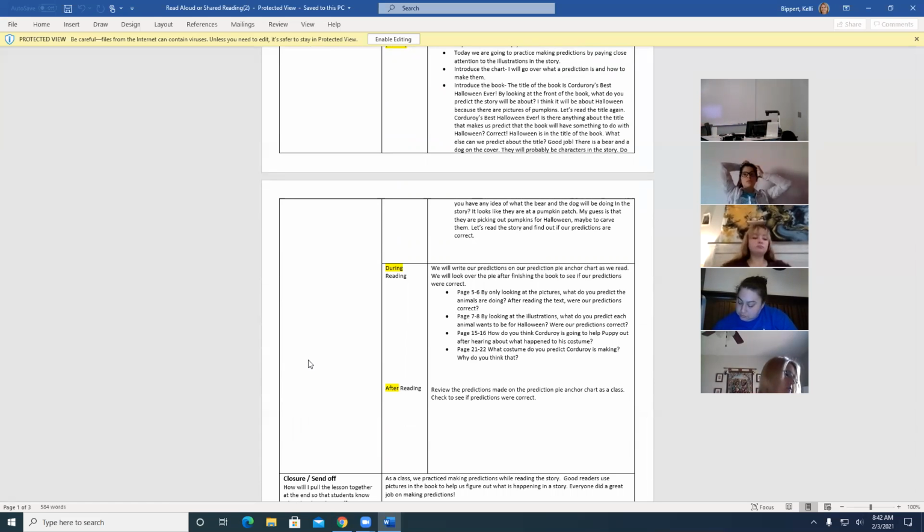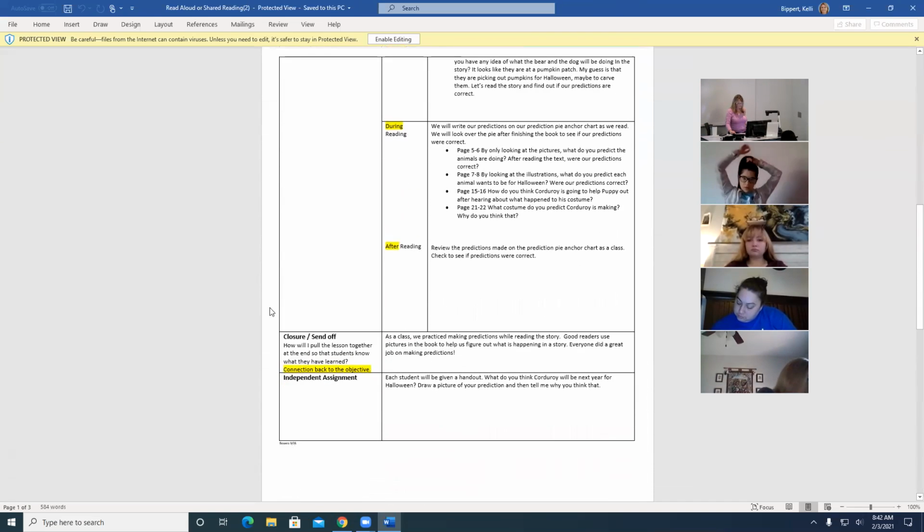Then after reading, review the predictions made on the prediction pie chart as a class and see if the predictions were correct. Awesome. Closure send off. As a class, we practice making, so she kind of has like a little script here. As a class, we practice predicting while reading the story. Good readers use pictures in the books. Okay, everyone did a great job. Closure send off, just wrap it up, nice and neat. It doesn't have to be anything elaborate.